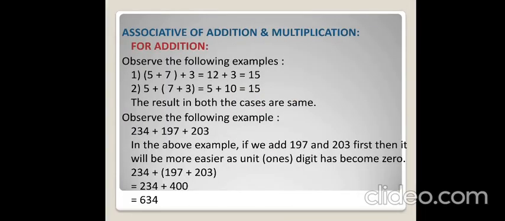Third property is associative property of addition and multiplication. See the example for addition. They have used the bracket for first two numbers plus third number. The answer is 15. See the second example. They have moved the bracket to the second and third number. The answer remains the same. The result is both have same values. So, addition is possible for associative property.